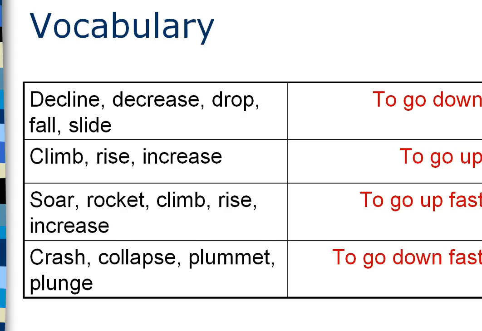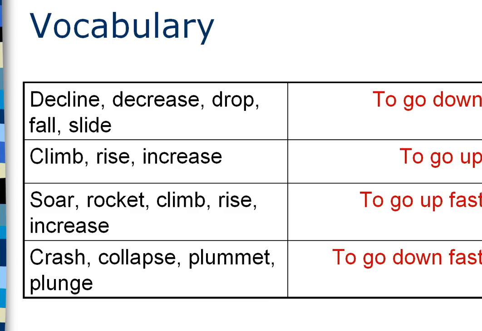Fast going up becomes to soar, to rocket, to climb, to rise, to increase. Whereas going down really, really fast is crashing, collapsing, plummeting, or plunging. So as you can see, the vocab that you use is already going to be very helpful in explaining to the persons reading or listening to your explanation of the graph what is happening.